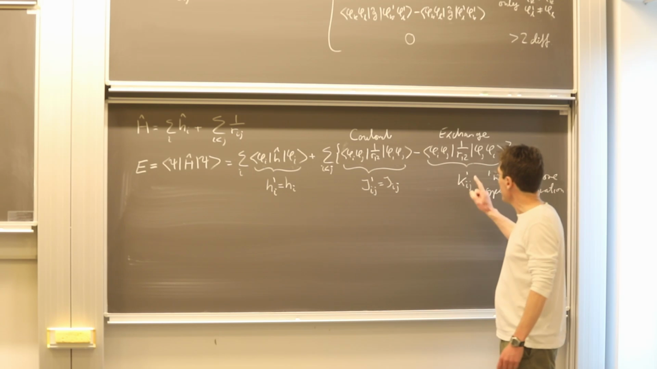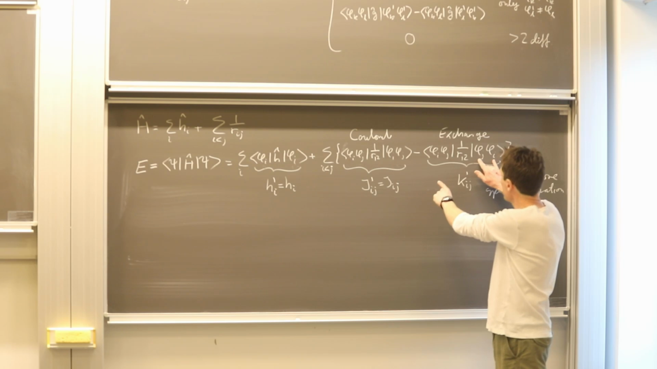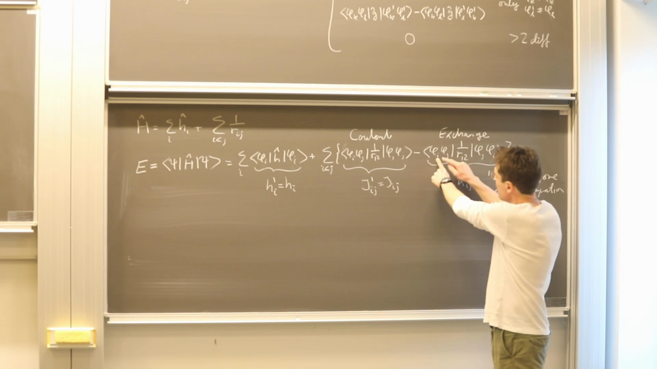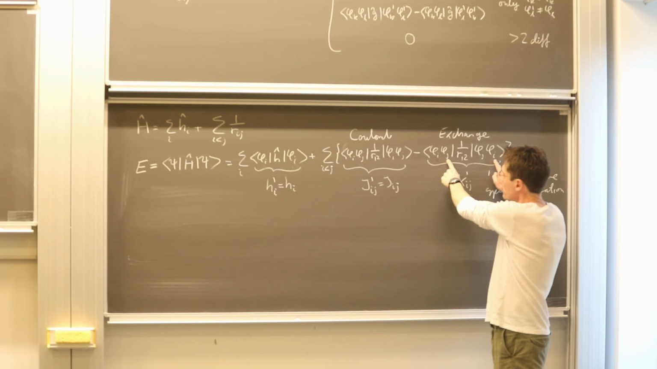But for the exchange part, things are a little more tricky. Because now I exchanged orbitals over here. And the spin part of phi I is not necessarily the same as the spin part of phi j. If it's 0 here, of course it's also 0 here, and everything is 0.